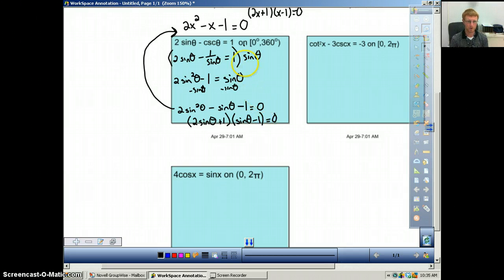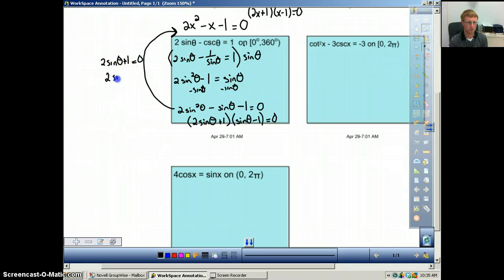So what happens here is we need to now solve for each one of these individually. If this portion equals 0, the entire thing equals 0. If this part is 0, it doesn't matter what this is equal to, the whole thing is 0. If this part is 0, the whole thing is 0. So we're going to set up two separate equations here. This part right here, 2 sine of theta plus 1, we will set that equal to 0 and solve.